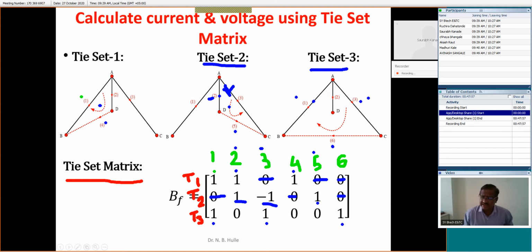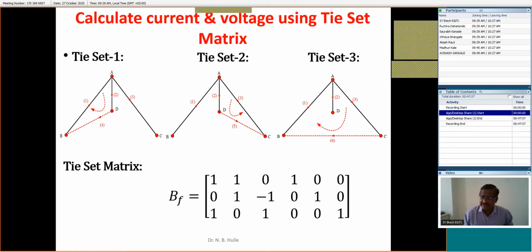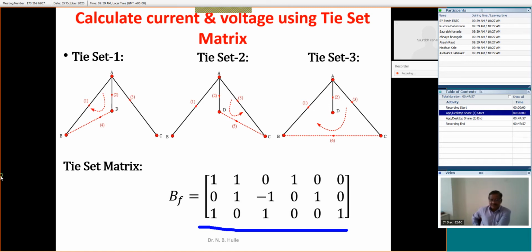Apart from 1, 3, and 6, the other branches are not part of that loop, or not part of that particular tie set. That's why those entries will be 0. This is the way of preparing the tie set matrix, or fundamental tie set matrix, which is BF. So in this case, we have prepared the fundamental tie set matrix, BF. Now look at the next procedure.